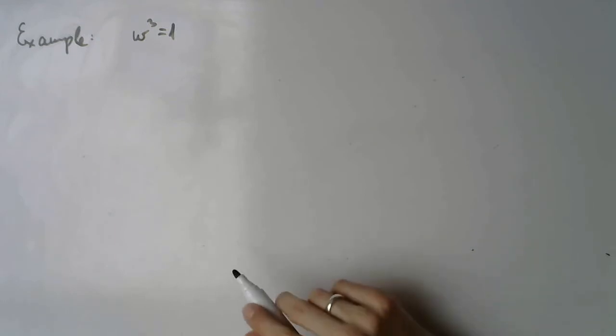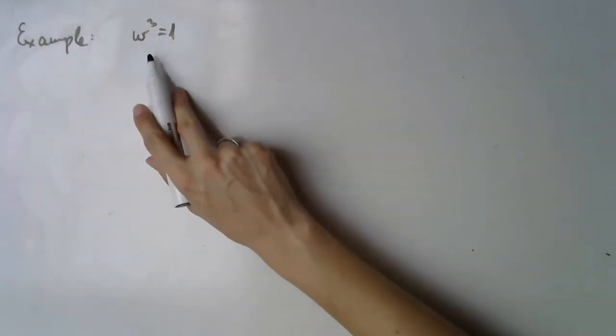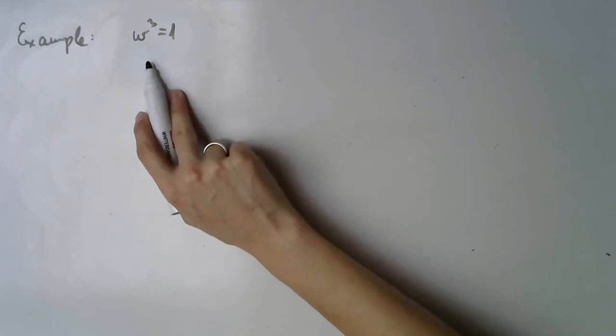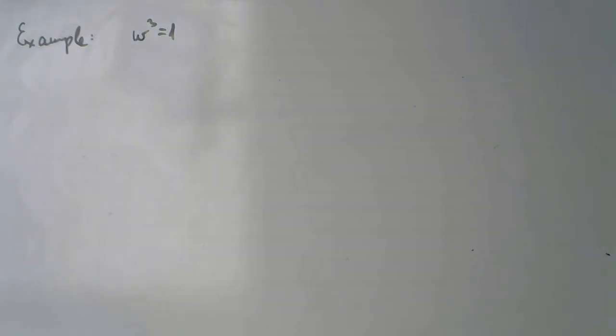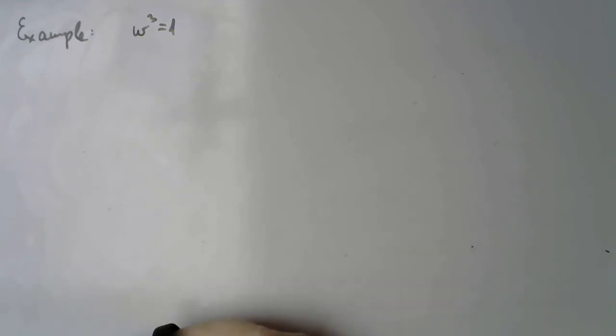In the second example, we have to find the so-called cubic roots, or third roots, of unity, which means we have to find every solution to the equation w cubed equals 1. So just like I did before, I will write the formula. First, the general.